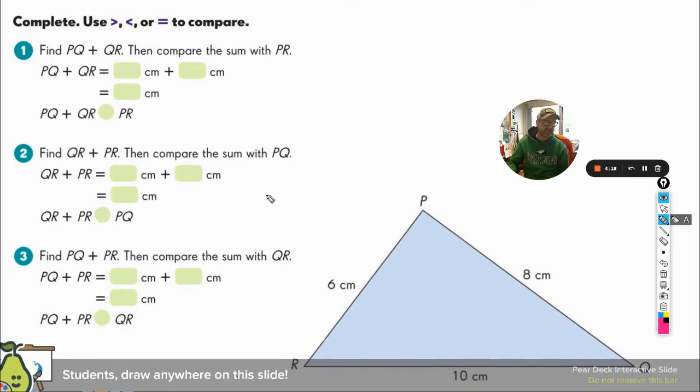PQ plus QR is 8 plus 10. That's 18. Is that bigger than PR? Yes. QR is 10 plus PR is 6, 16. Is that bigger than PQ? Yes. And PQ is 8 plus PR is 6, it's 14. Is that bigger than QR, 10? Yes. Whoop, whoop. That's raising the roof. That's something we did back in the olden times.